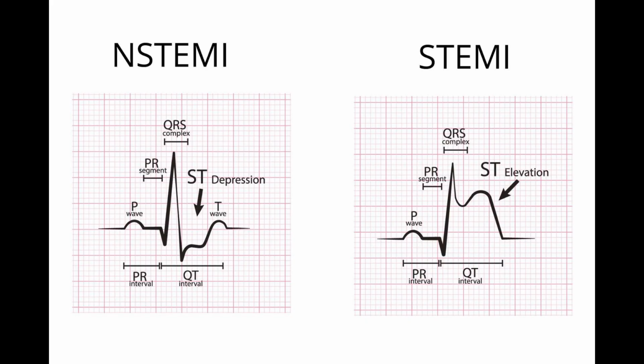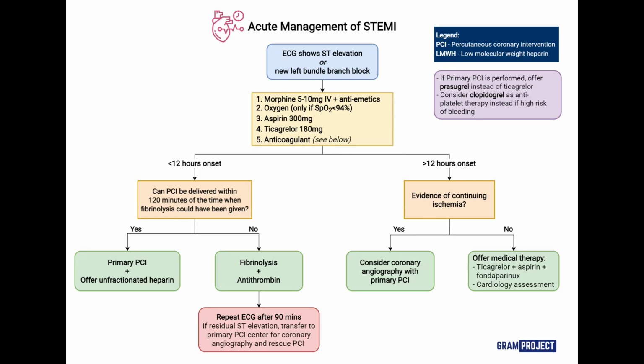Since the transfer time blows past that 120-minute PCI window, you give the fibrinolytics right there, right now. Aim to get that needle in within 30 minutes of arrival at the community hospital. Then you arrange the transfer. Open the artery first. That's the priority. So what does this all mean?